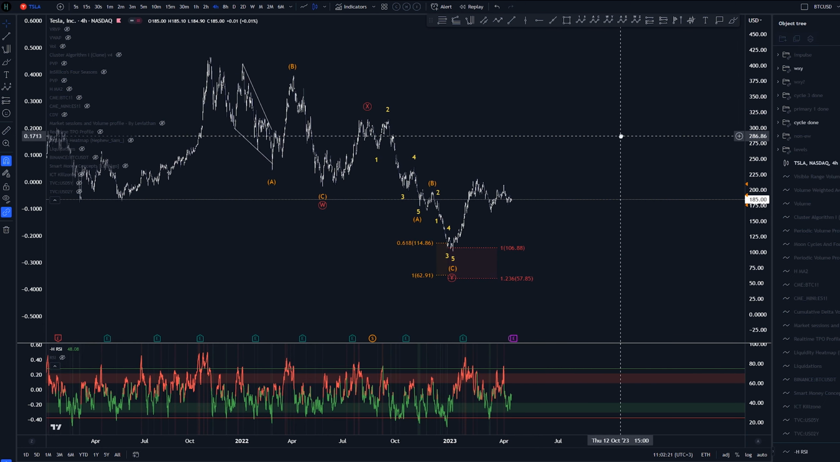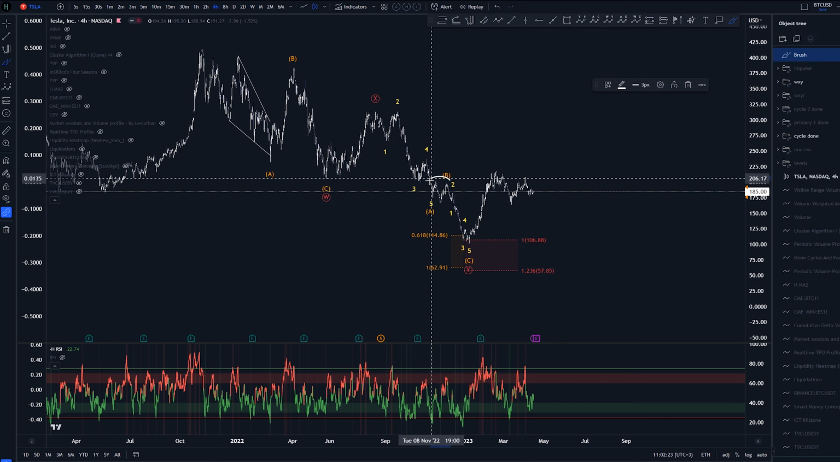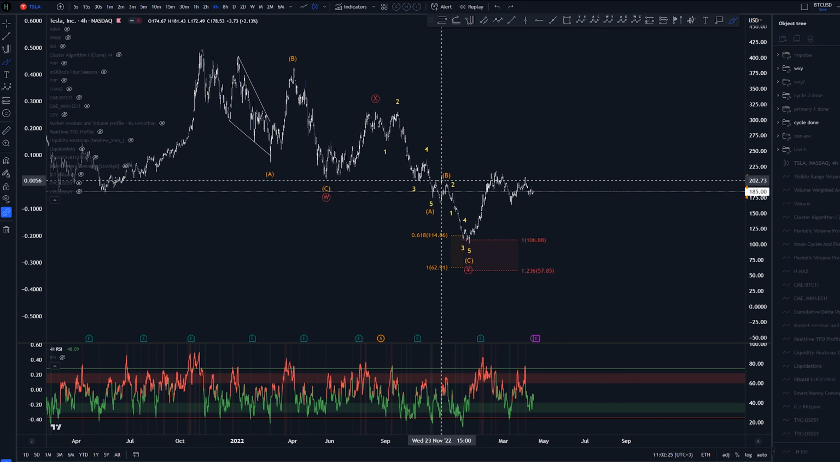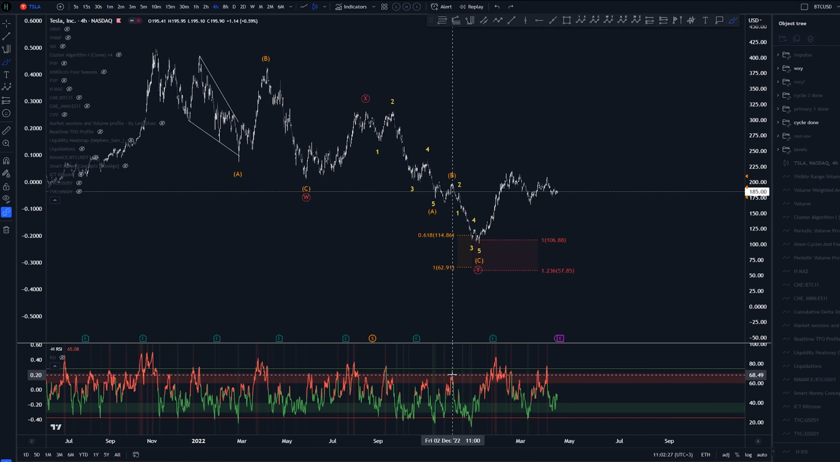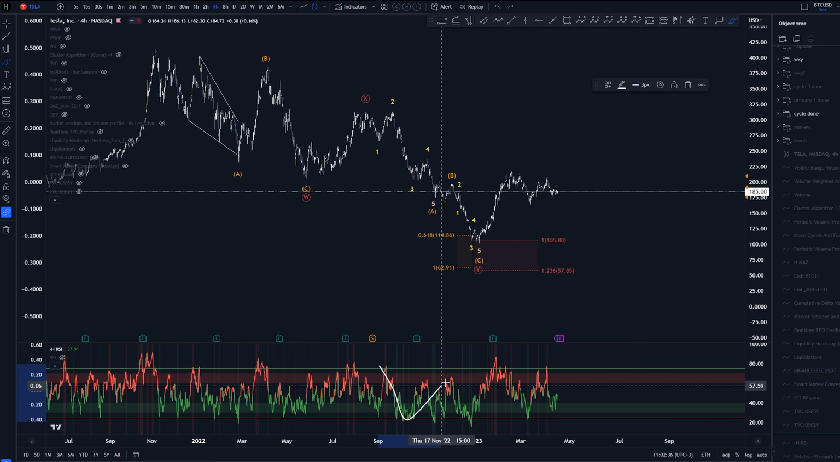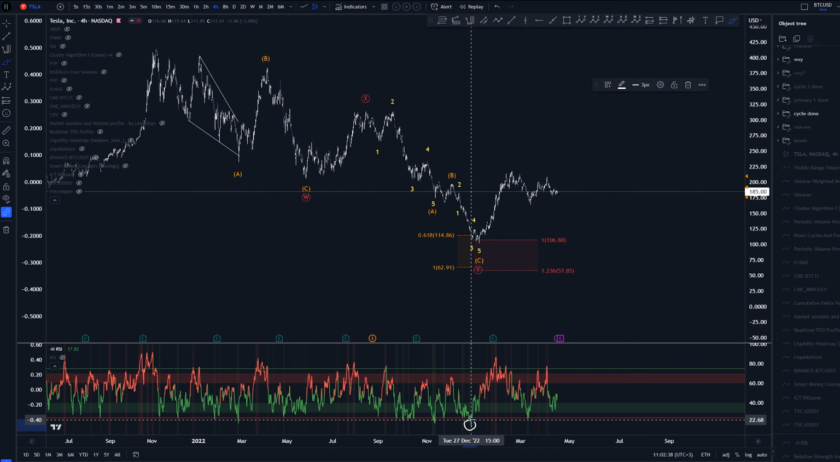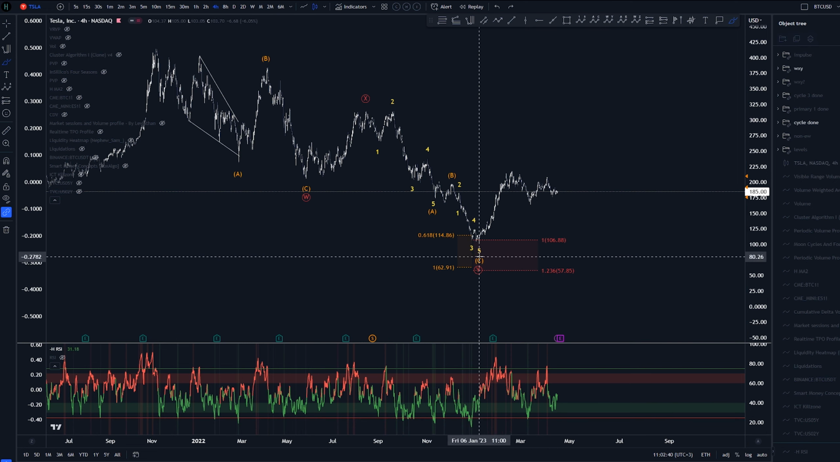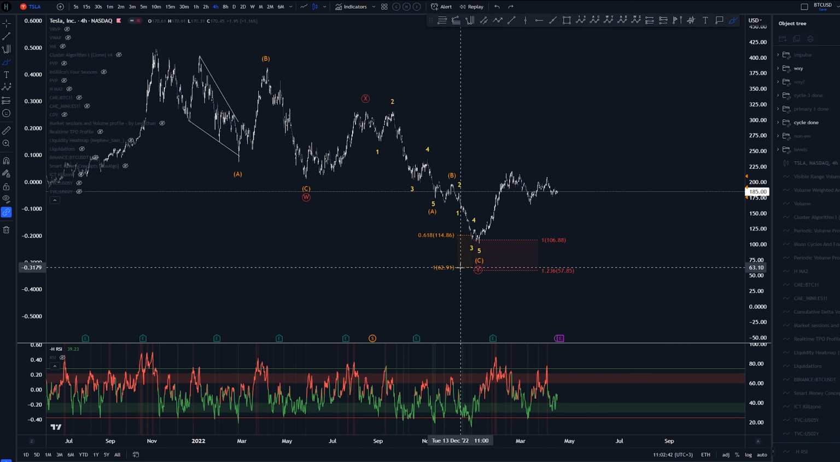The next one is this. I know the wave B here is very small, but that is something that we can see here on RSI. We have taken out the previous highs, we shifted the RSI cycle downwards and created new lows here, and that fits very well into the idea of this being a wave C.